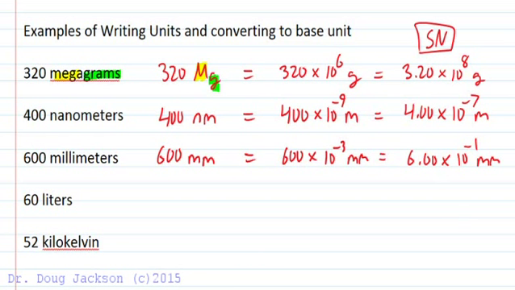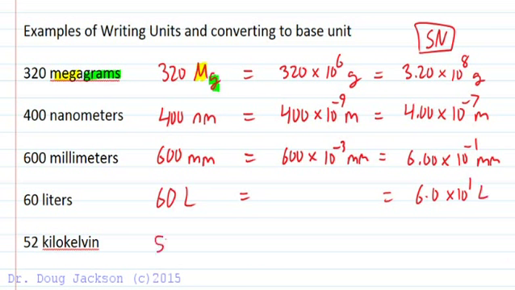What about liters? 60 liters. Well, it's already in the base unit, so we're done here. Okay, in the base unit. Now, if we wanted to do scientific notation, we could say 6.0 times 10 to the 1. Okay, move over 1, times 10 to the 1 liters.